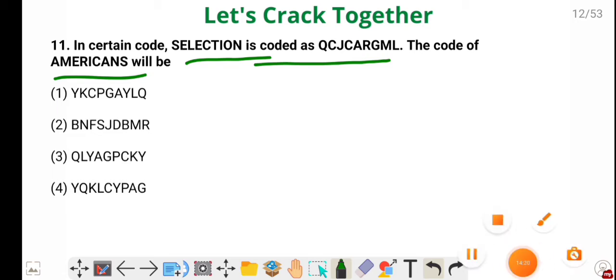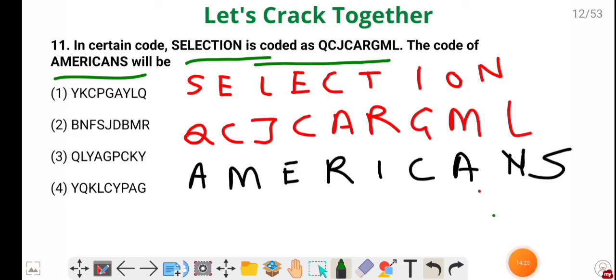What will be the pattern between this? Q, R, S means +1 for each letter: C, D, E; J, K, L; C, D, E; A, B, C; R, S, T; G, H, I; M, N, O; L, M, N. It means there is a difference of 1.